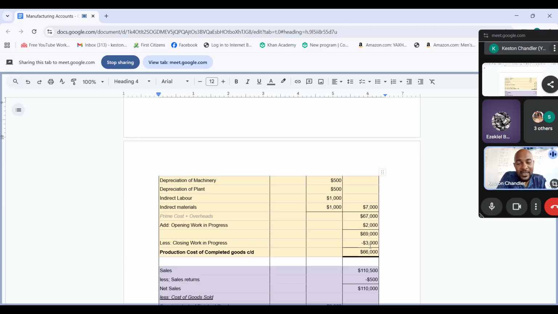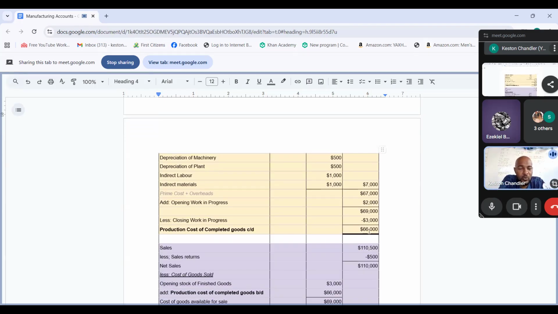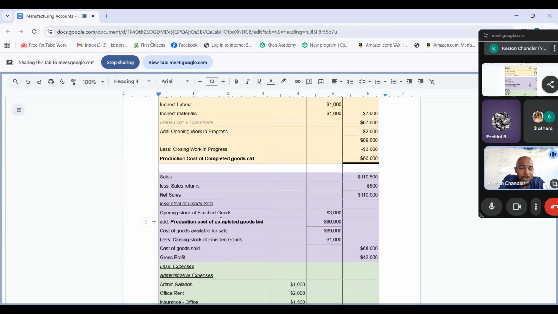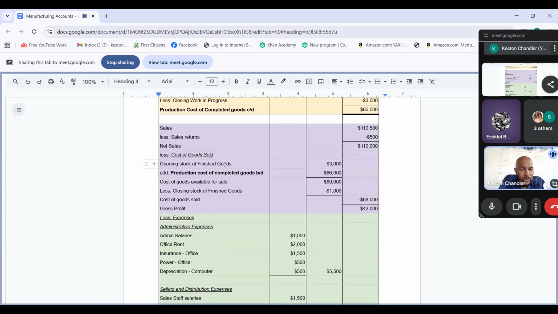Once I get to this point and I have the production cost of completed goods, this is what I will be using to replace my purchases figure inside of the trading account. So we will have sales, just like the trading account, minus sales returns, giving me my net sales, just like my normal trading account. Just like the normal trading account where you'll have opening stock add purchases, here we'll have opening stock, but of finished goods. It has to be the finished goods. It can't be the incomplete ones, right? So opening stock of finished goods, and we will add the production cost of completed goods for this period.